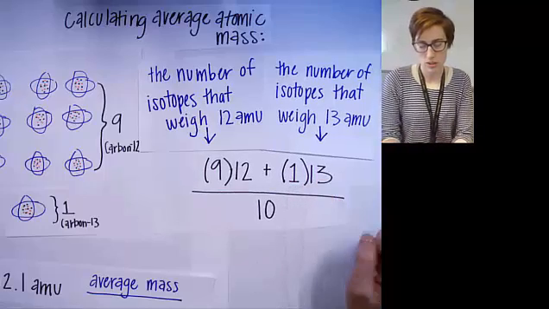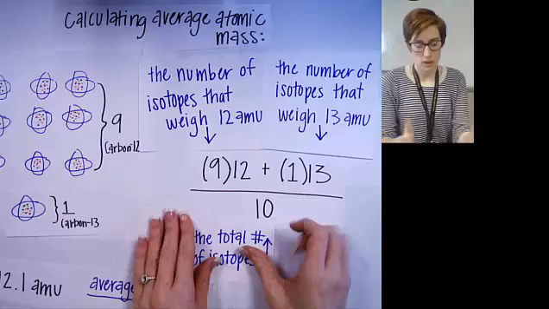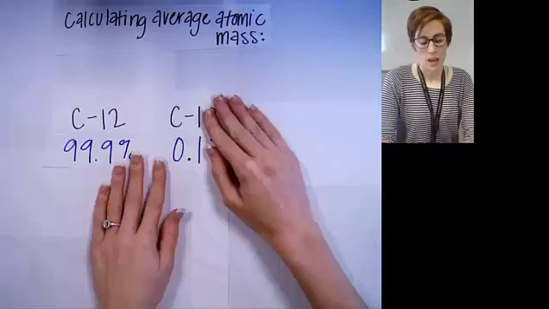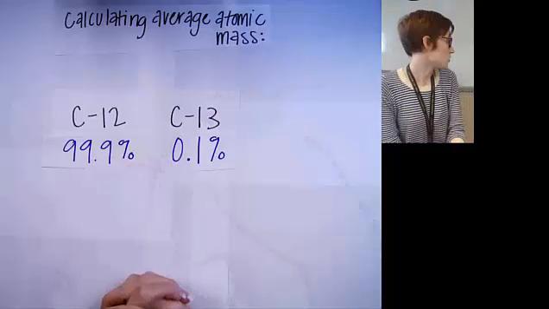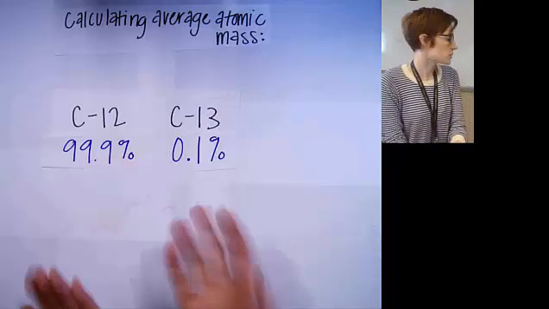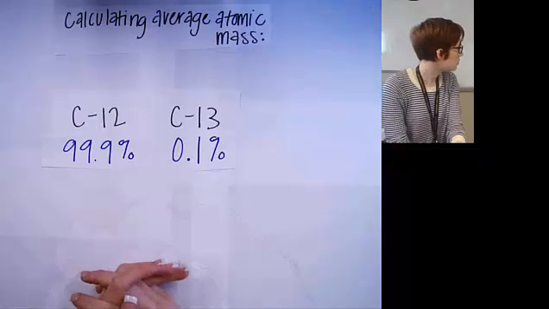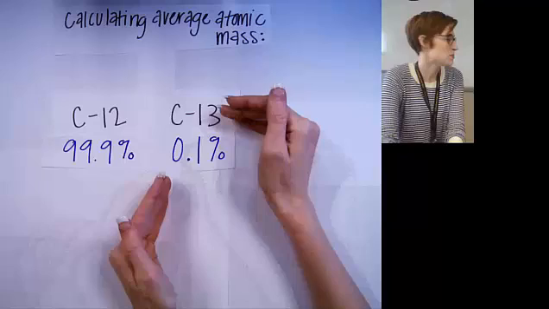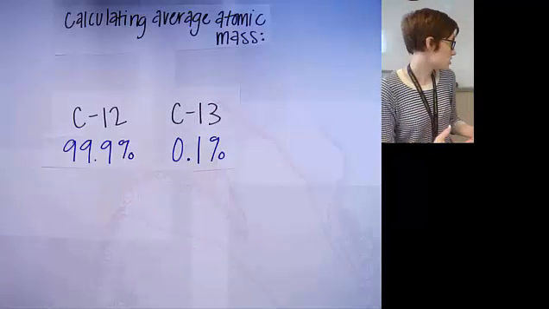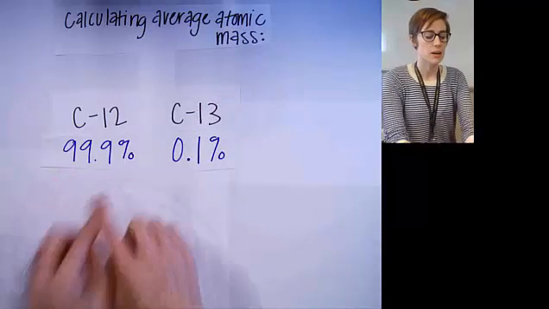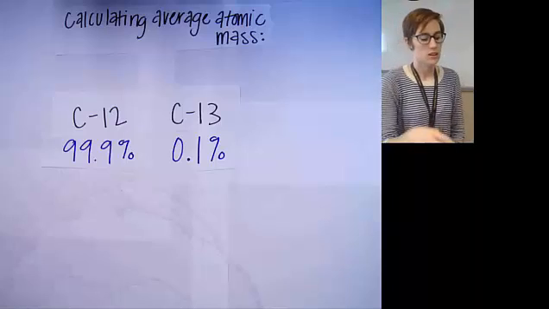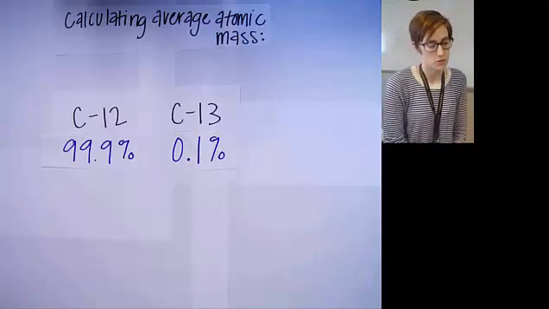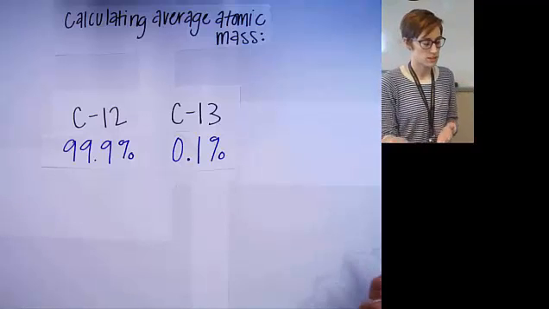And again, here I have my total number of isotopes. So when I do the calculation, again, I'll end up with 12.1 AMUs as my atomic mass. Okay, let's say instead of numbers of carbon atoms, I had percentages, because there's really no way for us to count how many carbon atoms are at a mass of 12 and how many are at a mass of 13. But we do know percentages. So what would happen if I said 99.9% of carbon have a mass of 12 and 0.1% of carbon has a mass of 13, and I asked you to calculate the average mass?